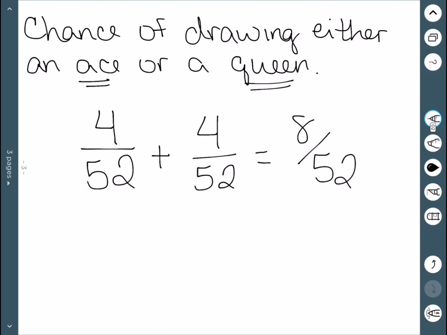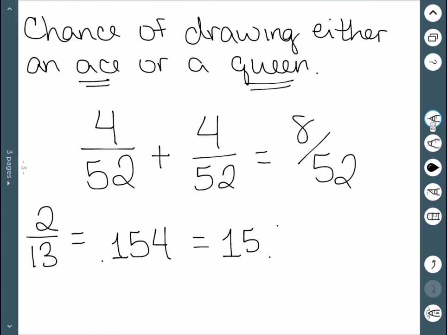Probabilities can be represented using decimals, fractions, or percents. So another way to write this, we could write it as a reduced fraction, 2 over 13. We could also write it as a decimal, 0.154, or as a percent, 15.4%. Any of these 3 answers are fine.